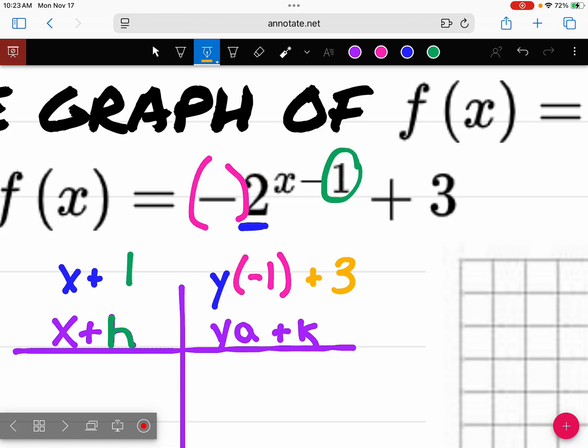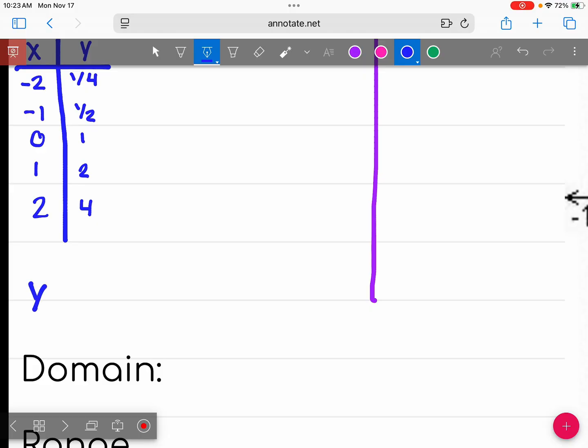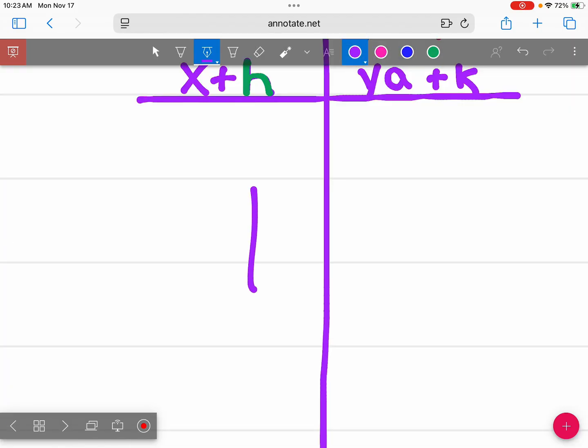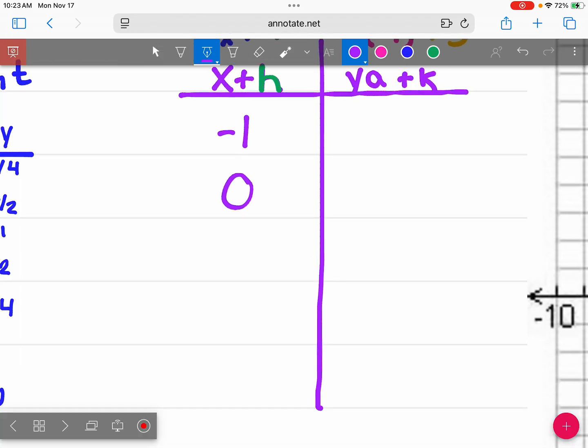So I could take all of this stuff, all of my parent function. I could even take the asymptote for my parent function where I had my y equals 0. And I can apply all these transformations to it. My x's plus 1. So negative 2 plus 1 gives me a negative 1. Negative 1 plus 1 gives me 0. 1, 2, and 3. So adding 1, 100% valid. My y's times negative 1 plus 3. So these are going to be a little bit harder.